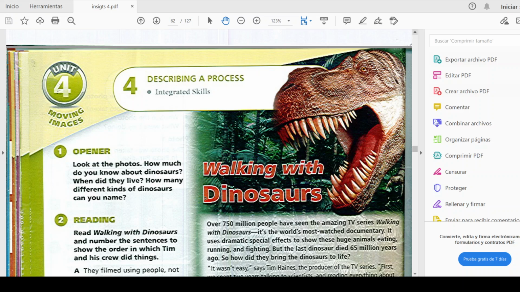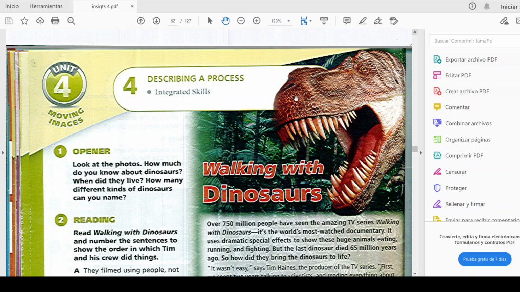So as you can see this week, we are going to work on unit 4. Let's say we're going to finish unit 4 and we are going to study lesson 4, describing a process. So we are going to learn here how to describe a process for different things, but basically that's going to be for animating some things. Okay, so basically we are going to focus on this, describing a process.